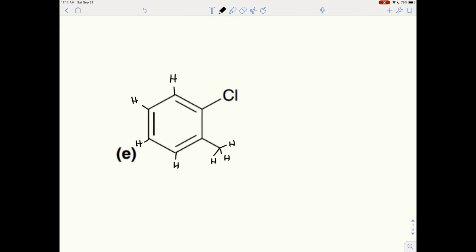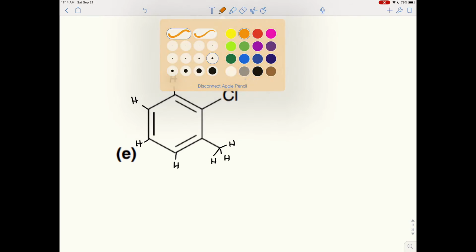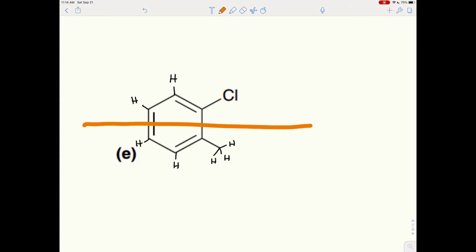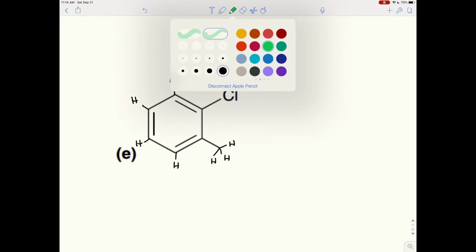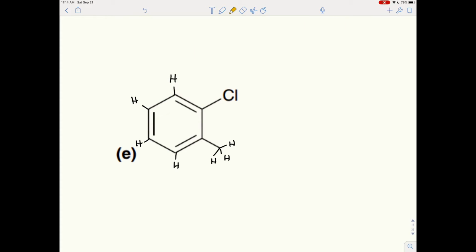Okay. So this molecule does not have any symmetry. If we try to cut it one way, say we try to cut it like this, the chlorine doesn't match up with the methyl group. If we try to cut it any other way, you'll see that there is no symmetry. So we'll go through one by one and see how, without symmetry, how many signals we get.